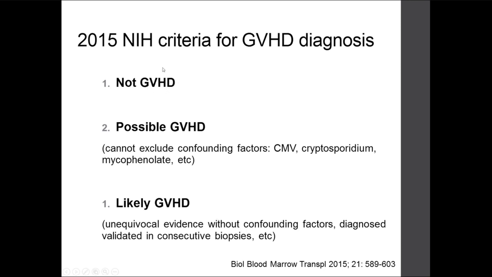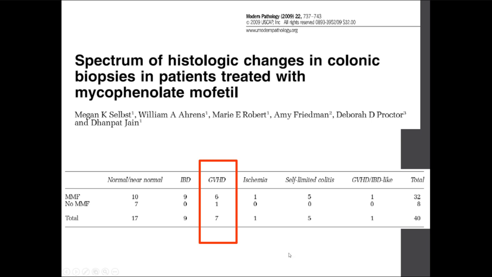One is no GVHD. We don't have any features that are consistent with this diagnosis. Possible GVHD, we can identify features that can fall into this spectrum, but there may be other things that are also competing with that diagnosis, like CMV or patient being on mycophenolate. Lastly, there should be a 3, likely GVHD. There's unequivocal evidence of GVHD without any other competing diagnosis.